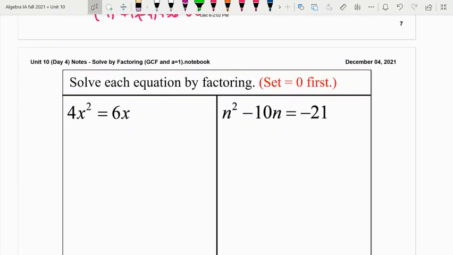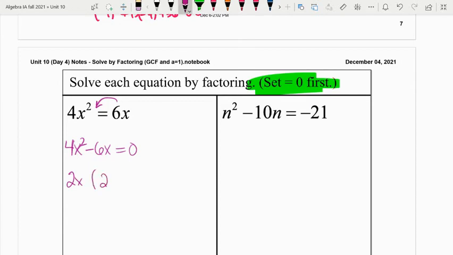Solve each equation by factoring. I have to set it equal to 0 first. Big rule. So here I get a 4x squared minus a 6x equals 0. So I'm going to move that 6x over here so it becomes minus 6x. Both of these can factor out a 2x. So you're left with 2x and negative 3.